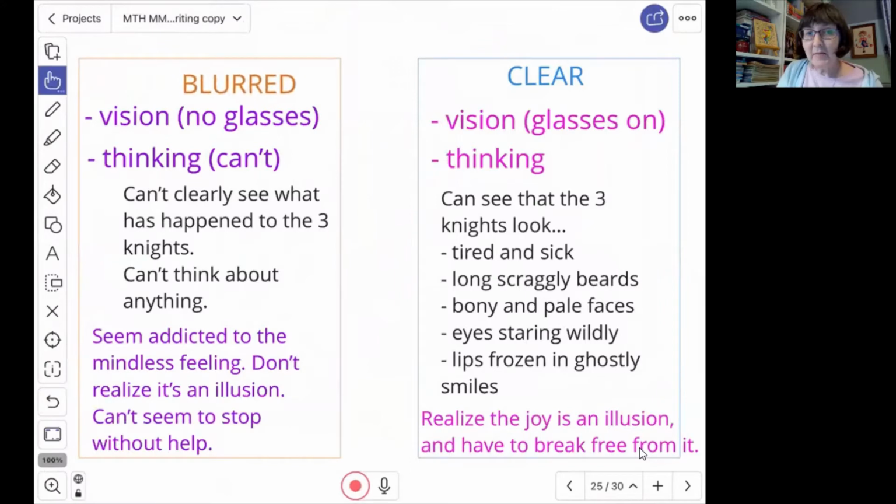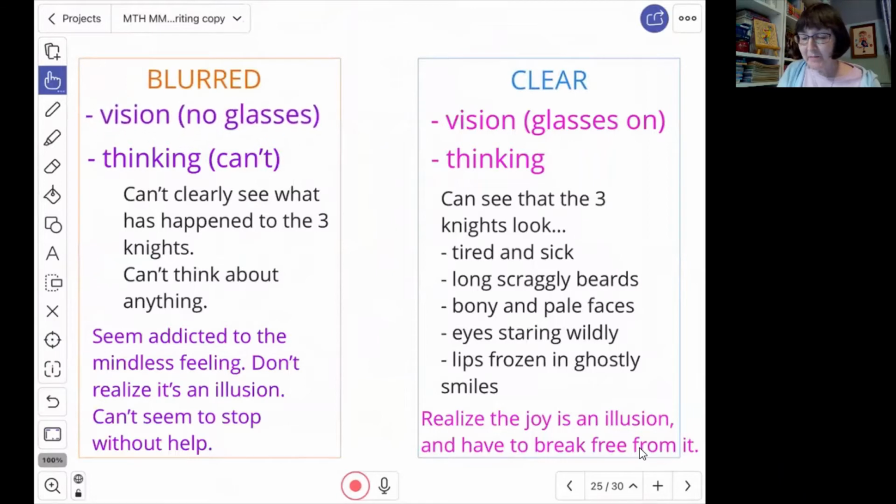So when we talk about blurred or clear, which are opposites, we can be talking about literally what we see with our eyes. My glasses are on, so I can see clearly. If I take my glasses off, then everything is a blur. But we can also talk about our mind. And can we think clearly about things? Or can we say our mind was a blur, which means I just wasn't thinking at all. I was just feeling, but with no thinking involved.